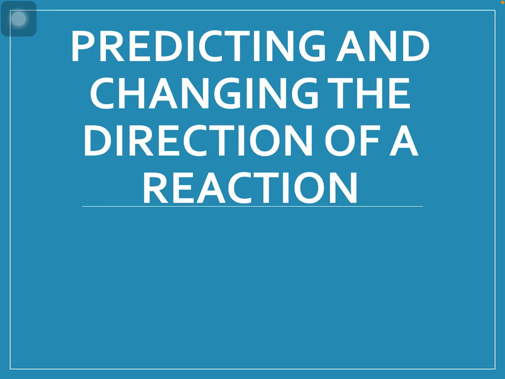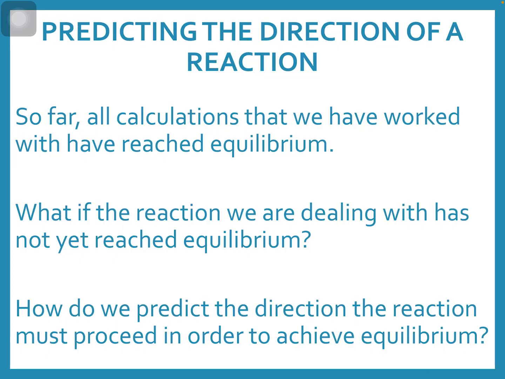In this lesson, we're going to predict the changing direction of a reaction. Up until now, all the calculations that we have done have been once equilibrium has been reached. So what we're going to look at today is what if we haven't reached equilibrium yet? How are we going to predict the direction that the reaction is going to move in order to achieve equilibrium?